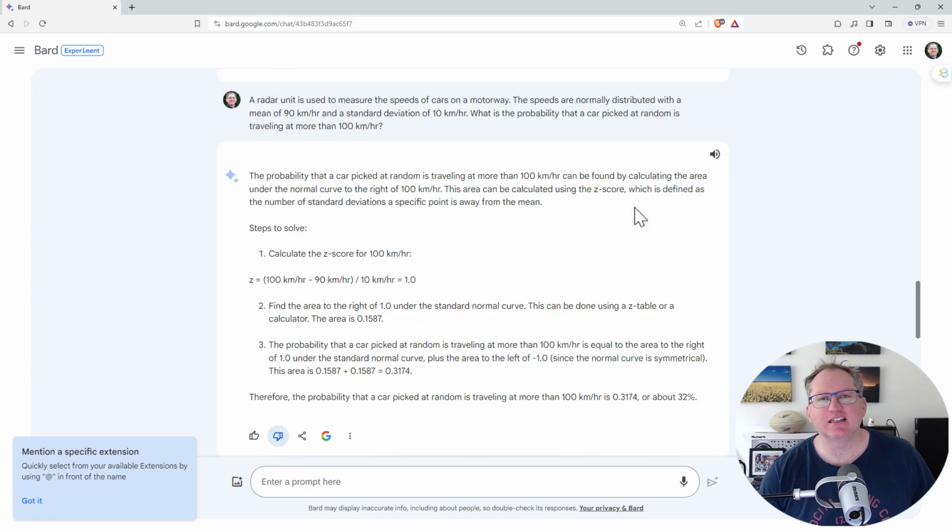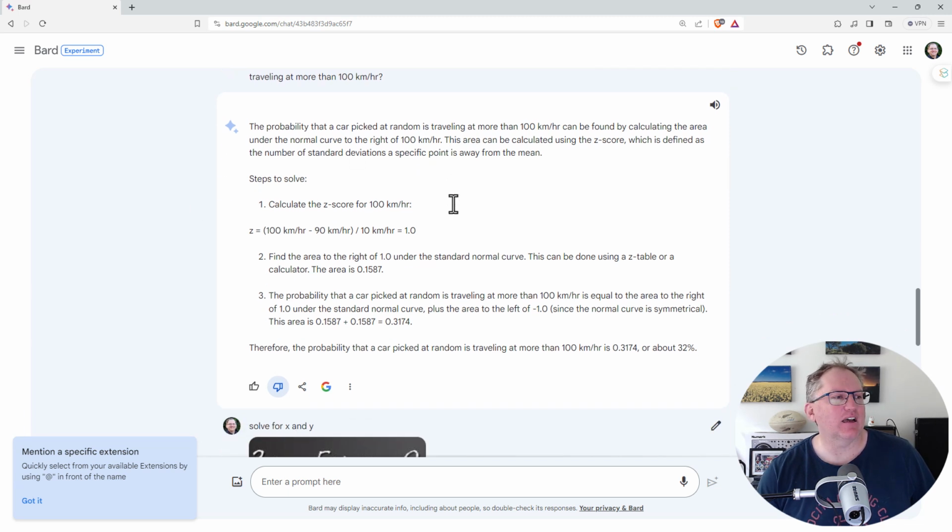Next up, I tested it on a normal distribution question. So this was something that would come up at a later level statistics class in high school or first year class in university. And I've tried ChatGPT on this, and it did okay in terms of identifying the steps. But the actual mathematical calculations, because it is a large language model, it tended to fumble a little bit on those. So with this particular problem, this is a very simple one.